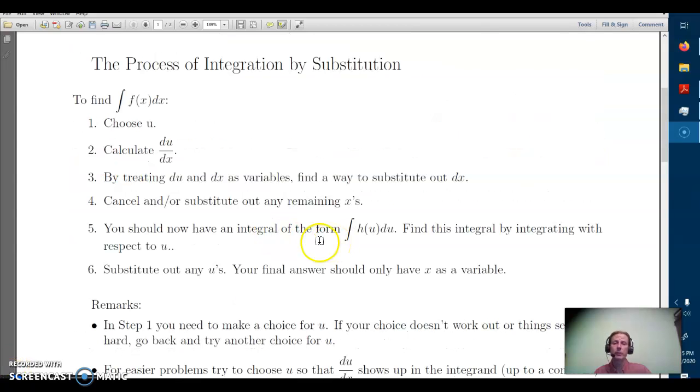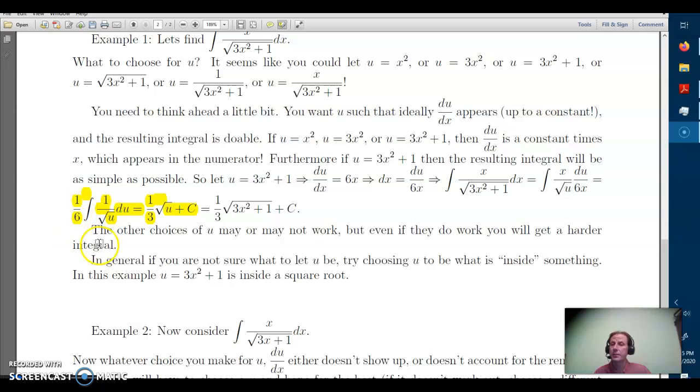If all is going according to plan, for step 5, you've gotten rid of all the x's and dx's, and you have an integral solely in terms of u and du. So now, if you've chosen u correctly, this integral should be something you can figure out. So you find this integral using all the techniques you know. In our example, we wound up with 1/6 times the integral of 1 over the square root of u du. Well, I happen to remember that the integral of 1 over the square root of u is just 2 times the square root of u plus c, and then the 2 and the 1/6 will cancel to 1/3, so we get the integral to be 1/3 the square root of u plus c.